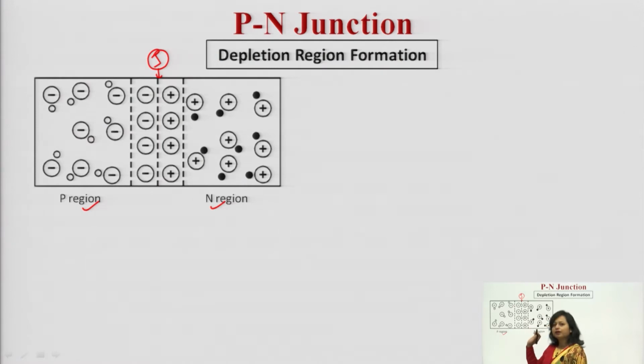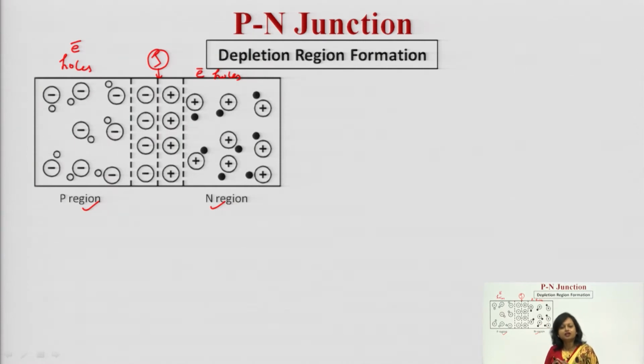As I have told you, in p-type semiconductors holes are in the majority, and in n-type electrons are in the majority. Here electrons are in the minority and here holes are in the minority. Now, what will happen? In this particular region the concentration of holes is very high, and here the concentration of electrons is very high. Now, what is going to happen?